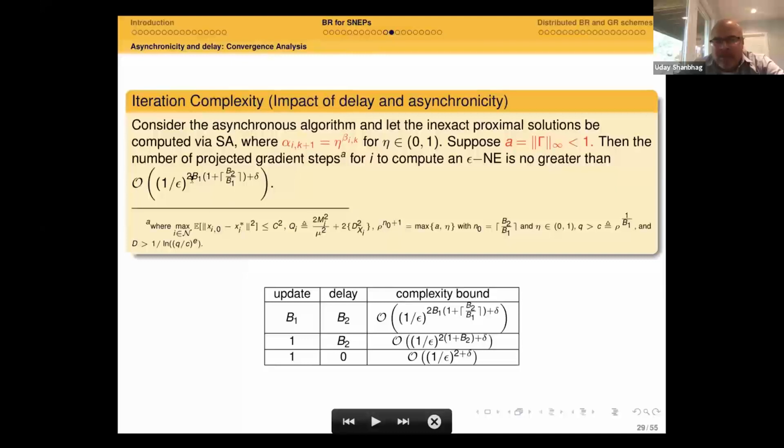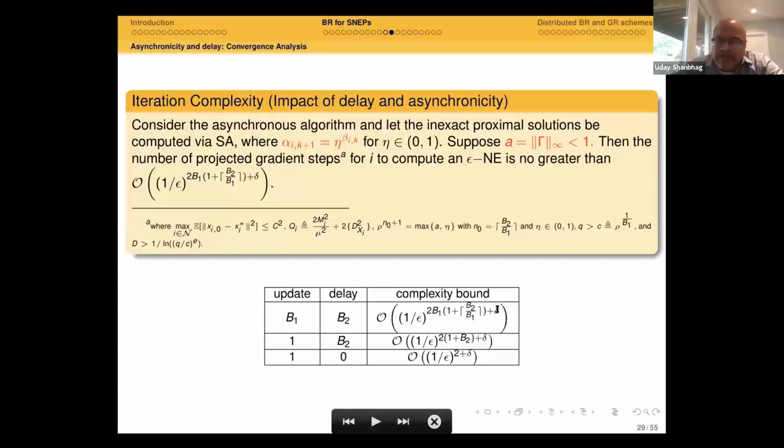And here's what the complexity in terms of projected gradient steps reduces to. I don't want you to get too caught up in the bound, but what I want you to see is how the bound depends on B1 and B2. So the first thing that you notice is that B1 scales this constant. If B1 in the best case is 1, because you have to update once every interval, then you're back to the original world, 1 upon epsilon squared. If it worsens, it scales this. So if the exponent was 2, it becomes 2 times B1.